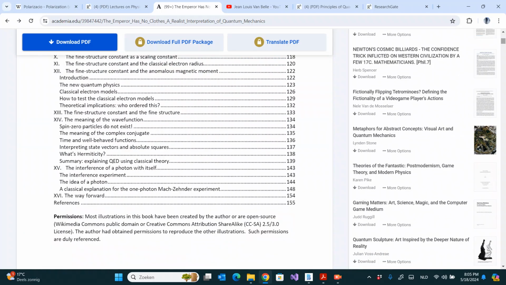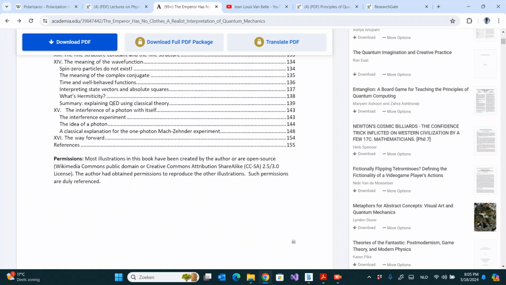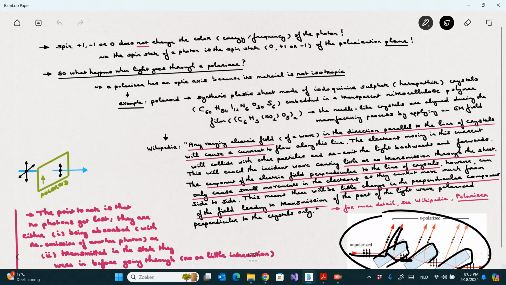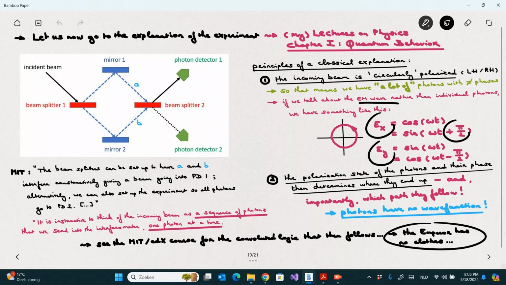But my chapter on the interference of a photon with itself is very much rooted in attaching a representation of the photon in a wave functional format that may not be appropriate. So I think I will finish with that and upload this.